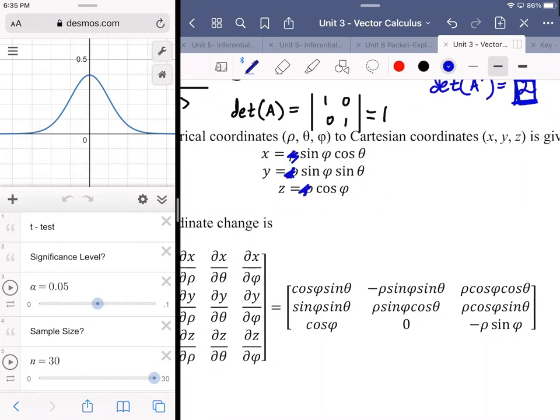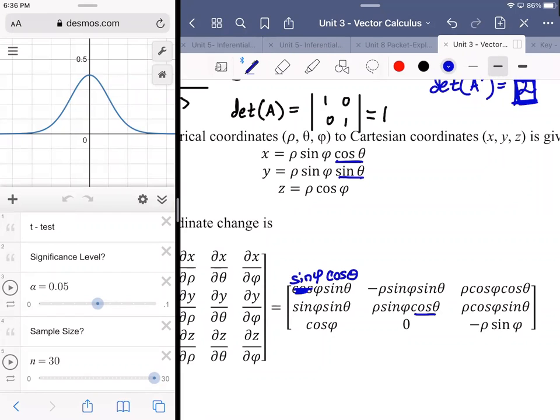Differentiation with respect to rho gives me a 1. So this should be, as you said, sine phi cosine theta, sine phi sine theta, and then cosine phi. All right. So then with respect to theta, this should become a negative sign. So I got a negative sign, so that checks out. Everything else stays put. So that first one's good.